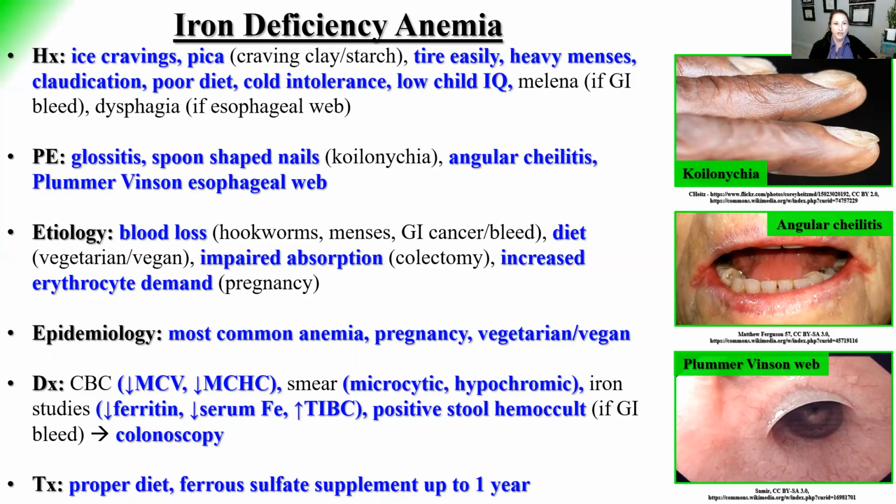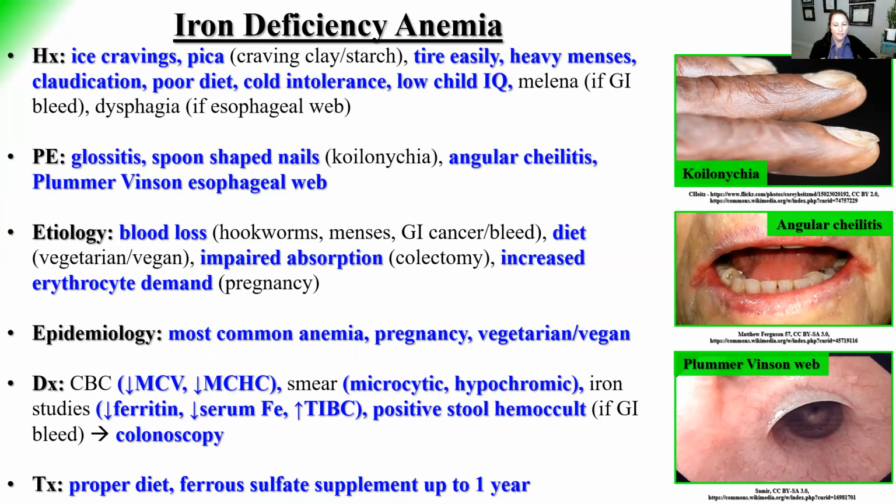After a while, you can develop something called a Plummer-Vinson web, and that can cause trouble swallowing. Glossitis, spoon-shaped nails. Look at that top picture there, they have this spoon shape to the nails. That's called koilonychia. Angular cheilitis, you can see in the second picture down there. Now we know angular cheilitis could also be candidiasis in that area if they're chronically wet in the corner of their mouths. Plummer-Vinson esophageal web, that's an important one.